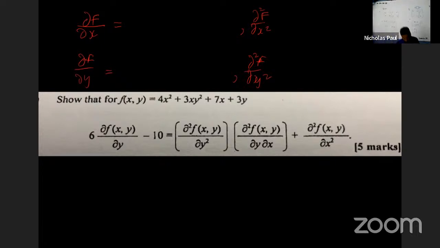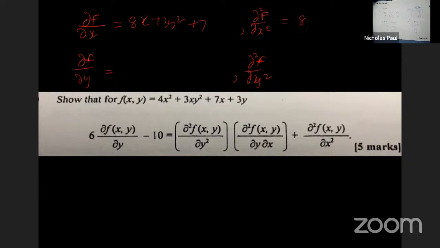It's to prove that left equals right. All right, let's see. Anybody got it? So let's see. Partial derivative with respect to x. That'll be 8x plus 3y squared plus 7. If you do it again, you'll just get 8.